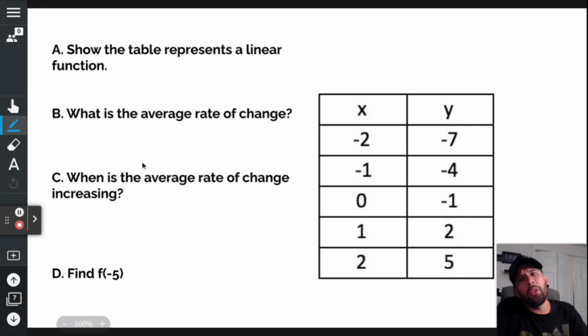Show the table represents a linear function. Got it. Okay, I know what to do. If it's linear, then these numbers go up by the same amount. Do these numbers go up by the same number? Yep, plus 1, plus 1, plus 1, plus 1. So this has to be the same thing.